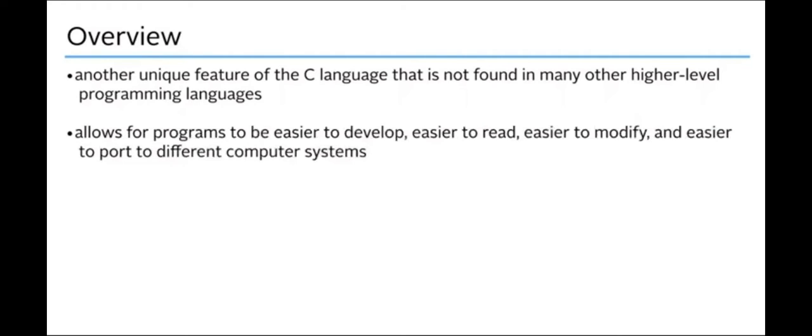And we should try to use it as much as possible. It basically allows for programs to be easier to develop by the developer. It makes programs easier to read, it makes them easier to modify, and it makes them easier to port. So it allows for a lot of advantages. And so understanding what it is, early in learning C, is important.